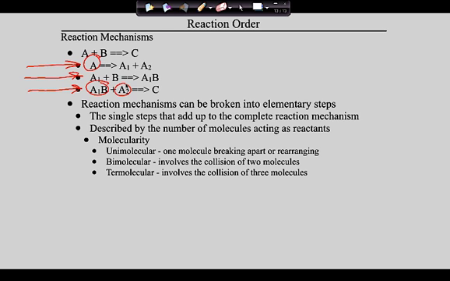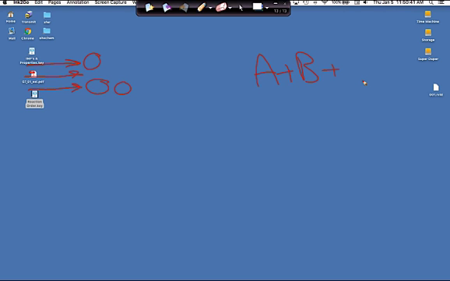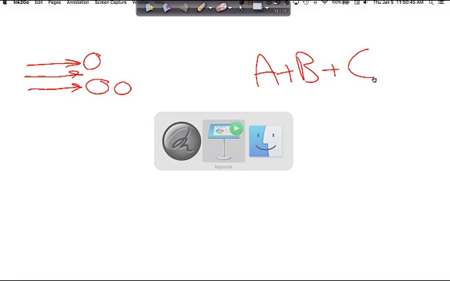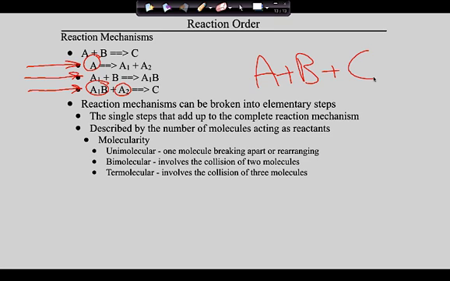Yes, so it would be A plus B plus C. Oh, just treat it like terms. Yeah, they're terms. Go ahead, Talmadge. So in what conditions would all three run into each other at the same time? And that's the problem. No, and that's exactly the problem.